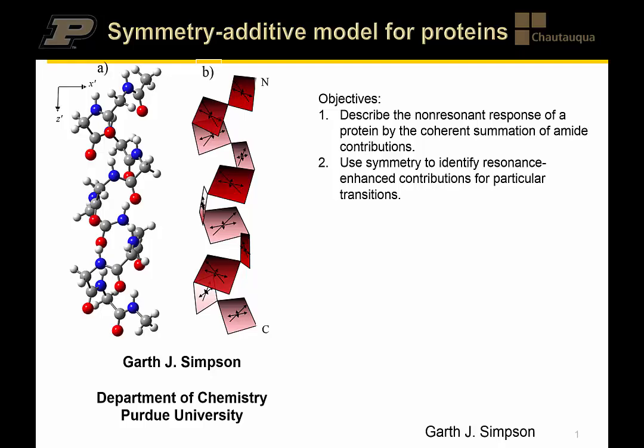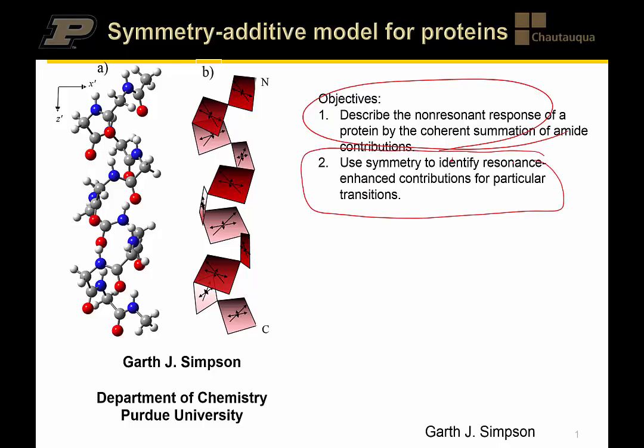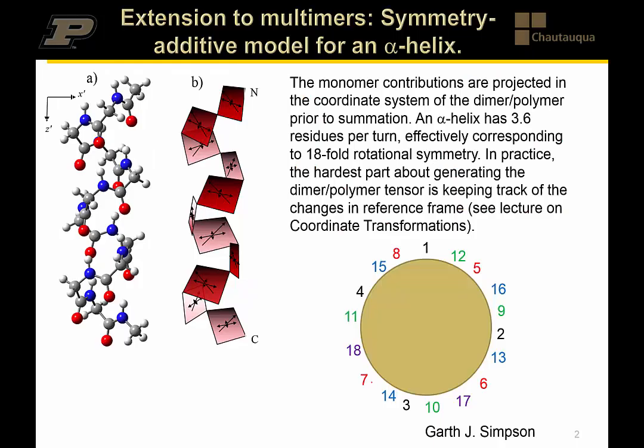But the idea is to first start out with a description for just a coherent addition of a whole bunch of different contributions, and we'll focus on the amide contributions because it turns out those have a pretty respectable nonlinear optical response, and they have a lot of key vibrational signatures as well. And then what we will do is use symmetry to take this coherent addition and break it up into contributions for particular symmetry-allowed transitions.